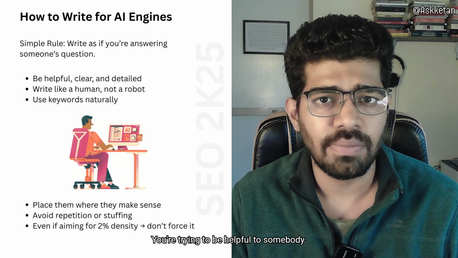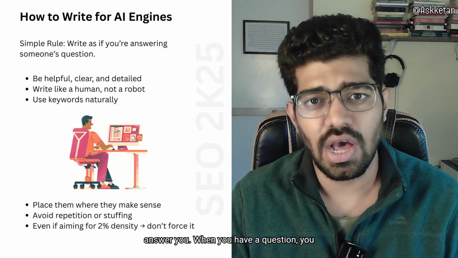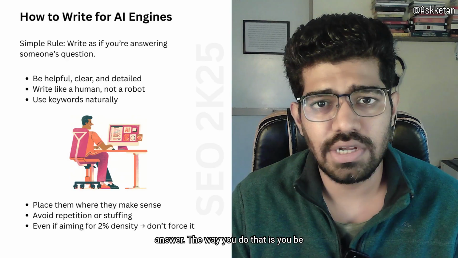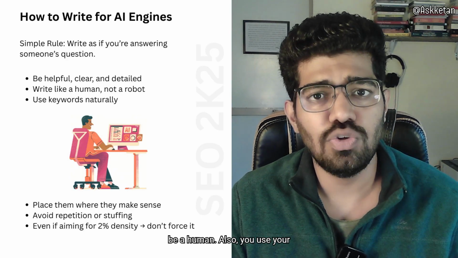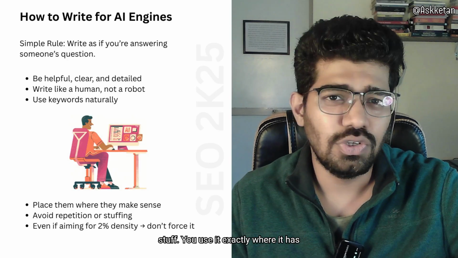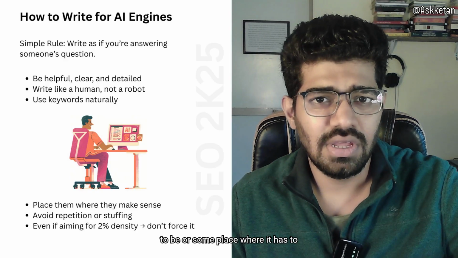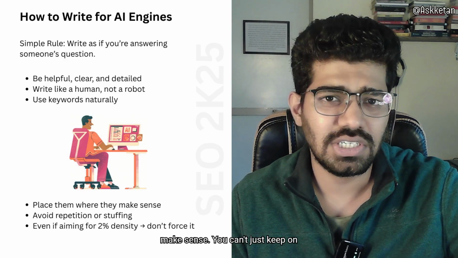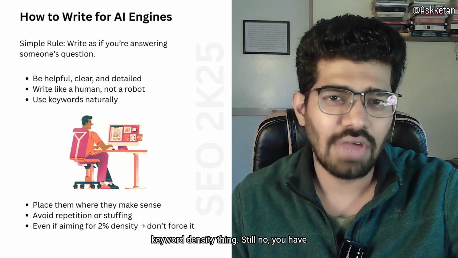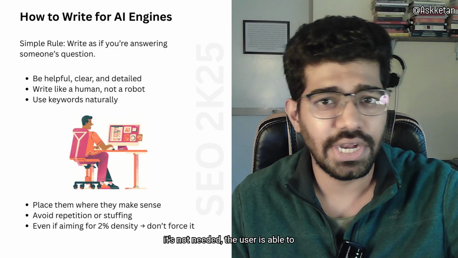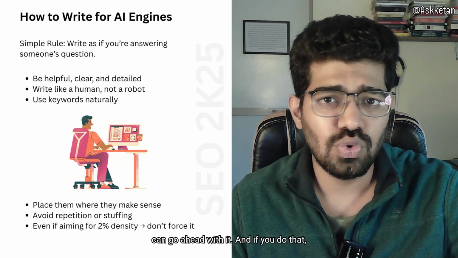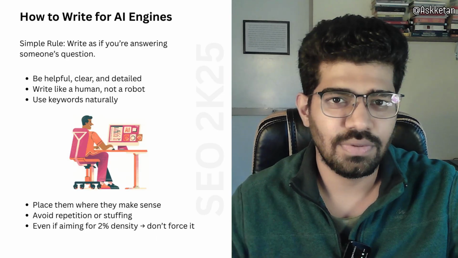You're trying to be helpful to somebody. That's exactly what AI engines do. They answer you. When you have a question, you type it into ChatGPT and it gives you an answer. The way you do that is you be clear, you be detailed about it, and you be a human. Also, you use your keywords in a way that it's not overstuffed. You use it exactly where it makes sense. You can't just keep on repeating it, even if you're using the 2% keyword density thing. Still, no, you have to use it where it's in fact needed. If it's not needed, and the user is able to understand it without the keyword, you can go ahead without it. And if you do that, I'm pretty sure AI is going to like you.